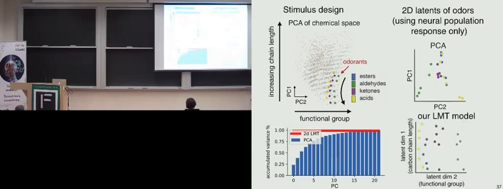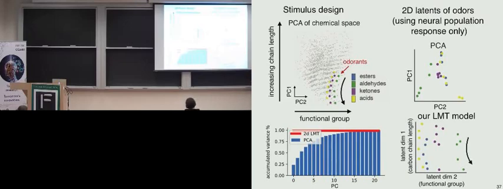But you can also fit our model with 2 latent dimensions. From the variance plot, we can see the 2-dimensional LMT model, the latent manifold tuning model, can capture almost 100% of variance in the data. And if you look at the 2D plot, each color corresponds to the same functional group. You can see functional groups are well separated from each other. Within the same functional group, you see this line structure shape, which resembles the chemical representation well.